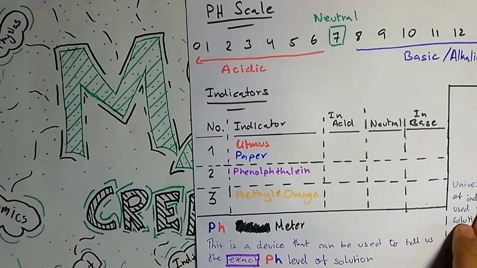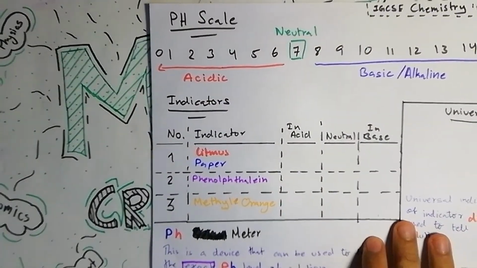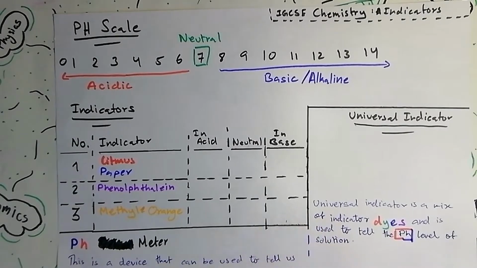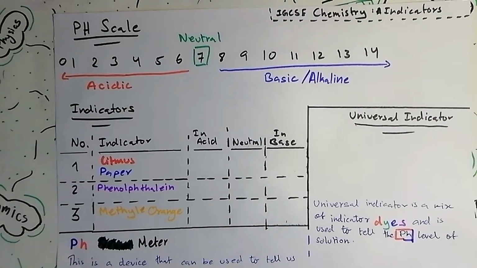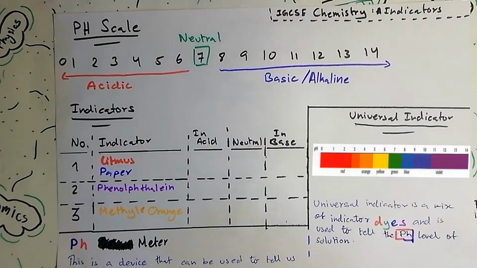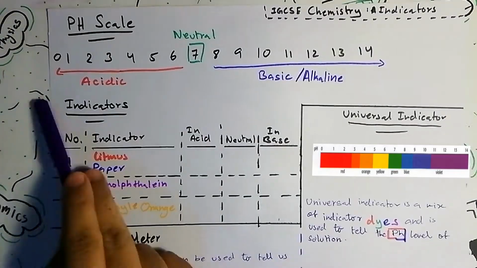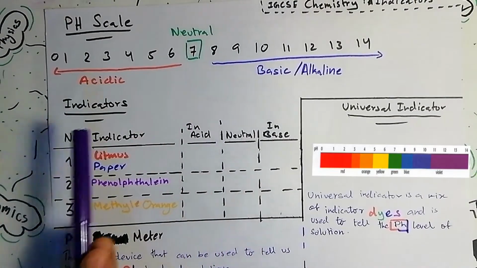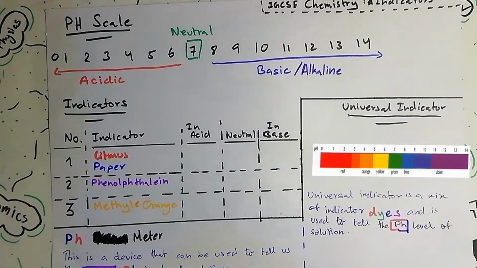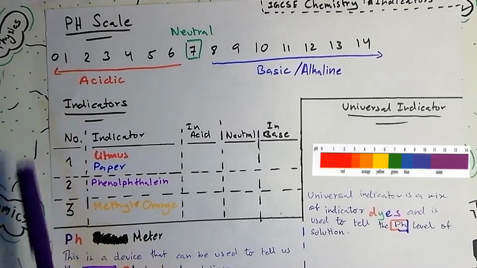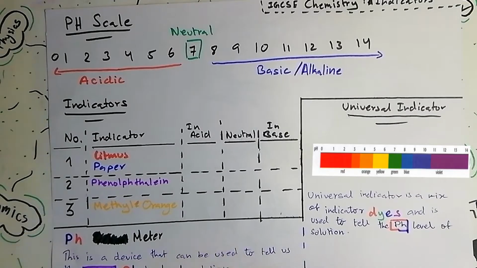Okay, now moving on. We have the pH scale. Now, what is a pH scale? Basically, it's a scale that goes from 0 to 14 and shows us the acidity or alkalinity of a solution. From 0 to 6, it's acidic. Under 7 it's acidic, if it's 7 it's neutral, and above 7 it's alkaline or basic. So 0 is the most acidic and 14 is the most basic.